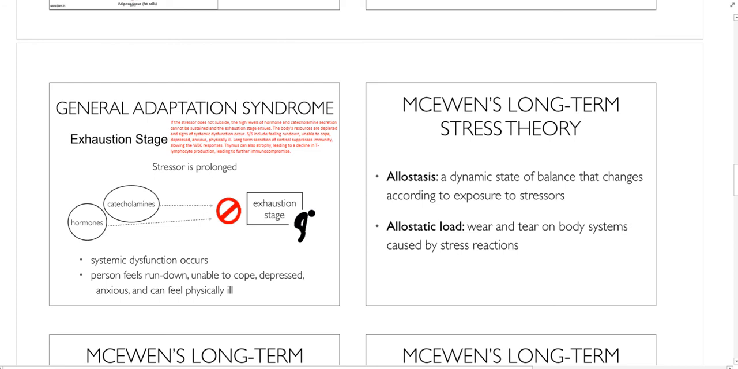The body's resources are depleted, and signs of systemic dysfunction will occur. The signs and symptoms will include things like feeling run down, unable to cope, feeling depressed, anxious, physically ill, and then long-term secretion of cortisol will suppress immunity, and it will actually slow the white blood cell response. The thymus, which is part of the immune system, can also atrophy, leading to a decline in T lymphocyte production, leading to further immunocompromise.